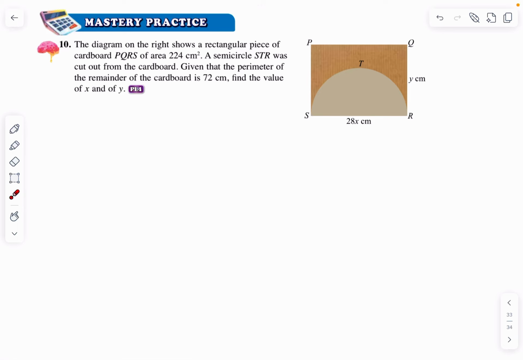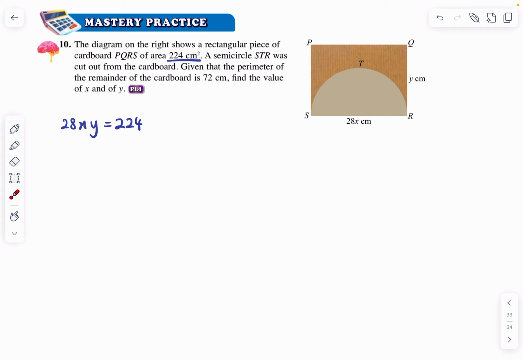Question 10. The diagram on the right shows a rectangular piece of cardboard. This is the cardboard, PQRS, of area 224. The area of this is base times the height, so 28x times y gives us 224.